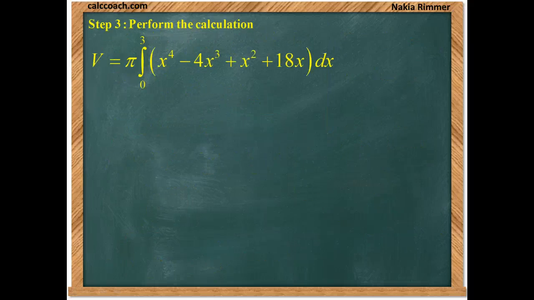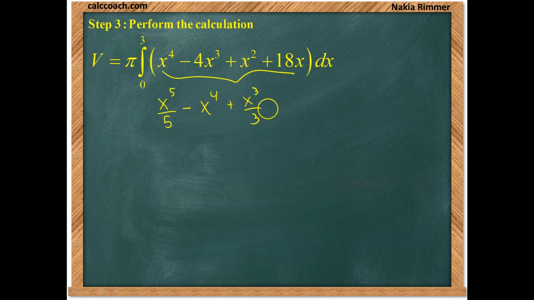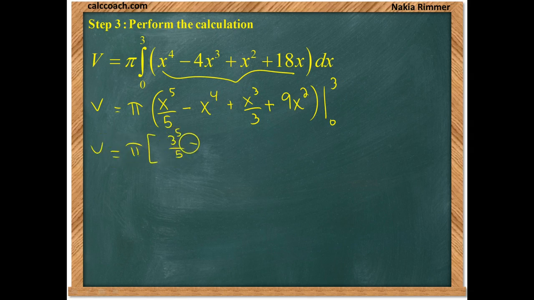Okay, great. So we just find the antiderivative, no trouble, power rule in reverse: x to the fifth over 5 minus x to the fourth plus x cubed over 3 plus 9x squared. That gets evaluated from 0 to 3, and at the end we'll remember to multiply by pi. We'll put the 3 in, and what we get out is, just write it as 3 to the fifth over 5 minus 3 to the fourth, plus 3 cubed over 3 plus 9 times 3 squared. Upper limit, and then lower limit, when we plug that into the antiderivative, we just get 0.